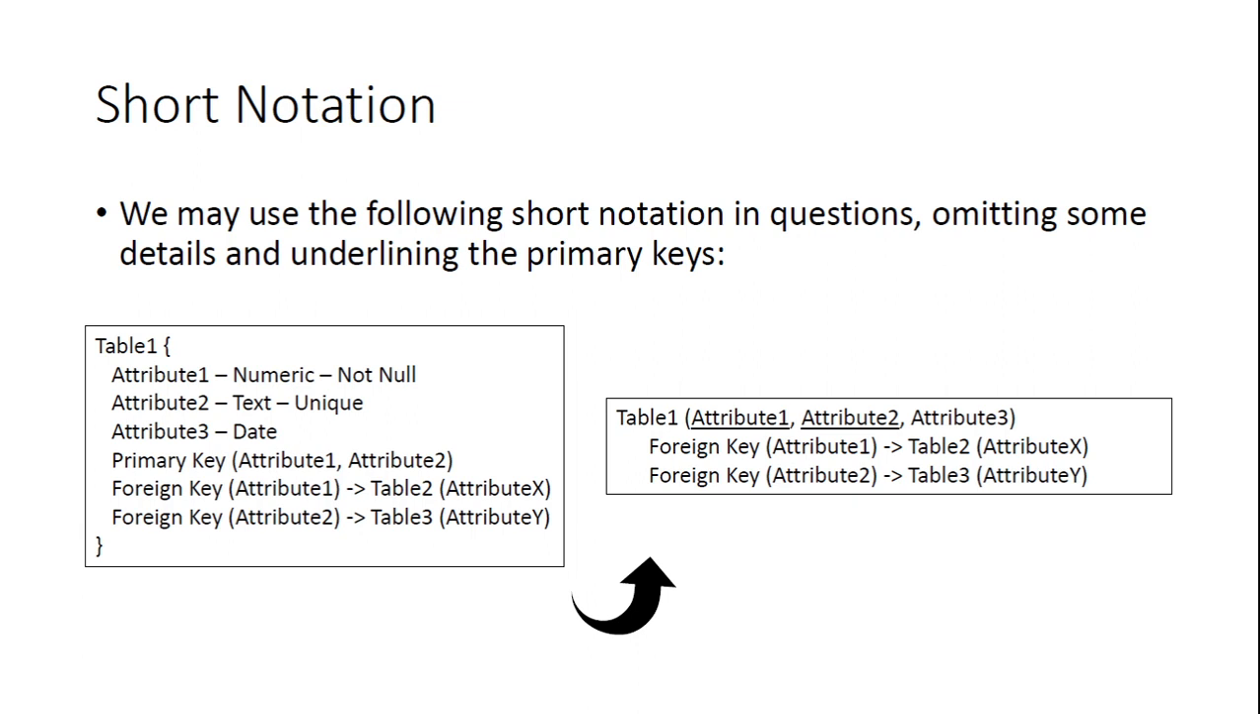in the short notation, we actually want three things. We need to know the attribute names, we need to know what our primary key is, and we need to know the foreign key attributes and where they are referring to. So these three things. We omit the details, for example, the types, and the unique and not null keywords. Again, we are omitting these details in the short notation.